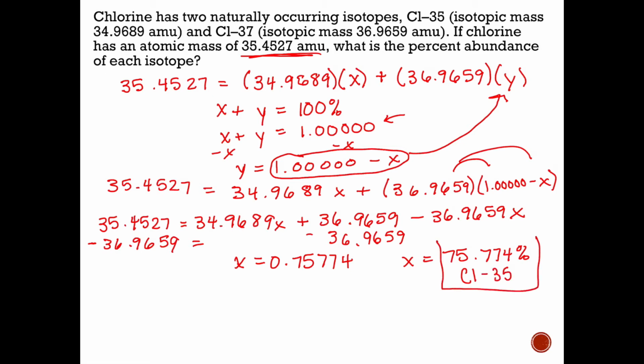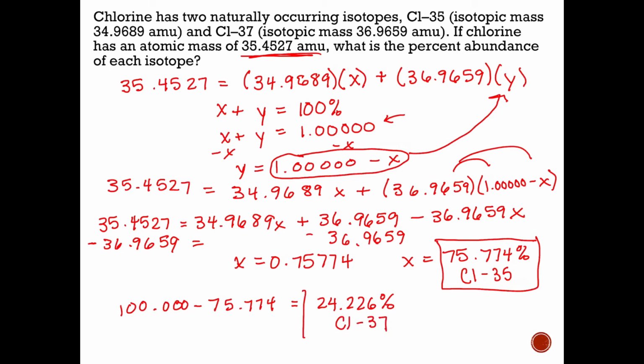Okay, so now in order to finish answering the question, we need to figure out the percent abundance of chlorine 37. So we can just take our 100%. We can subtract out 75.774. And we can get that our percent abundance is 24.226%. And again, that one's for chlorine 37.